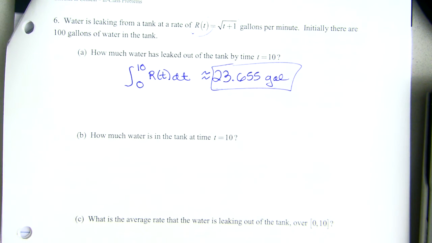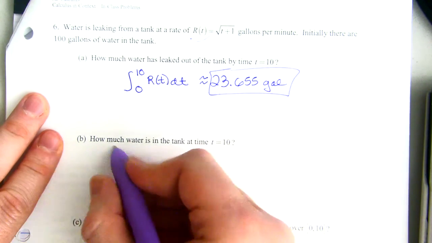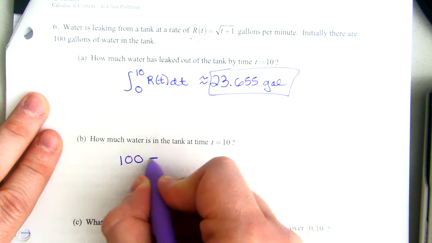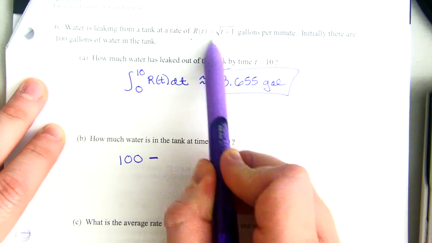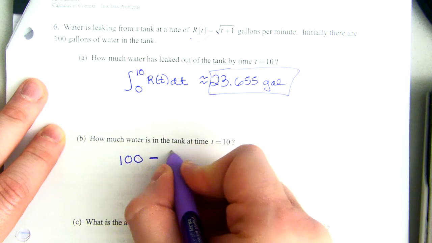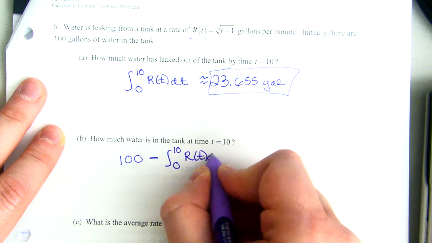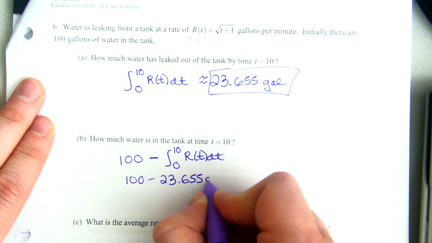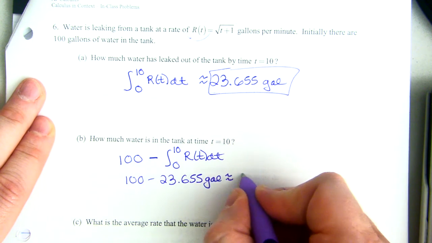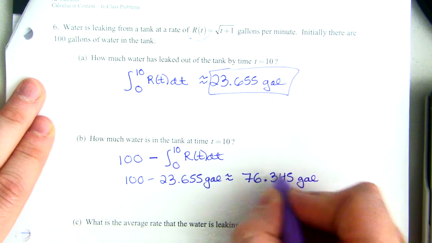In Part B, I want to know how much water is in the tank at time 10. Well, I started with 100 gallons. I know how much has leaked out. I think if I do 100 minus, and I'm subtracting here because the sign was included in the fact that I told you it was leaking out, it was getting removed at that rate. If I do 100 minus the integral from 0 to 10 of r(t) dt, or I could just say 100 minus that 23.655 gallons that I already got, I think we're going to get 76.345 gallons left in the tank.